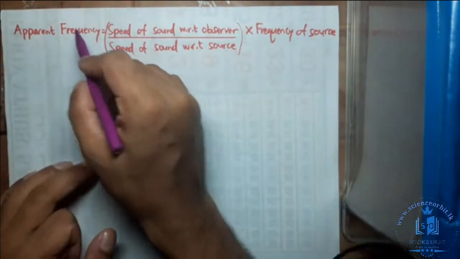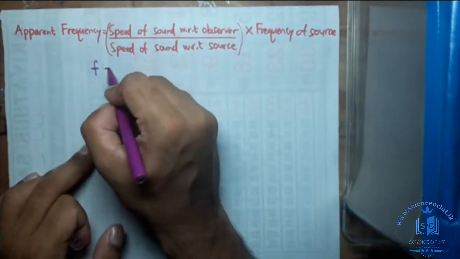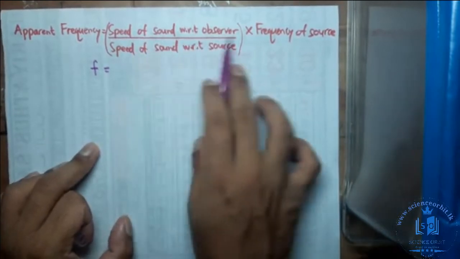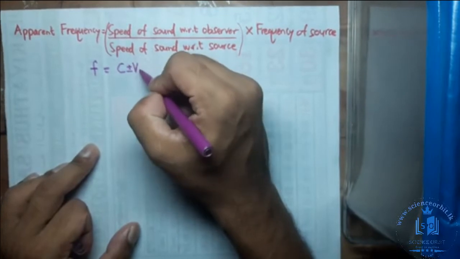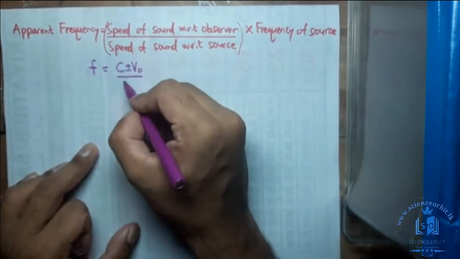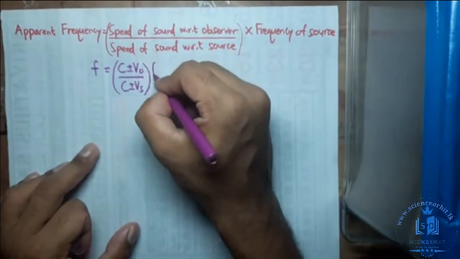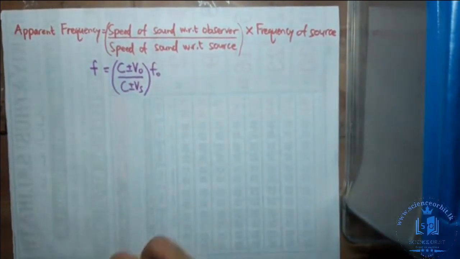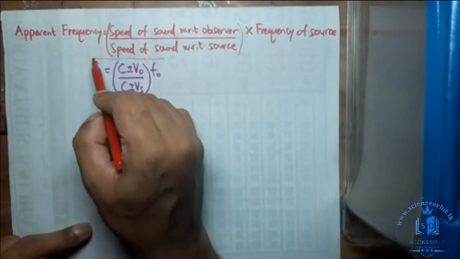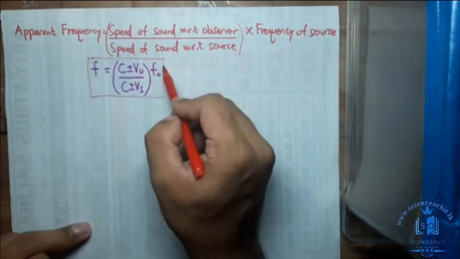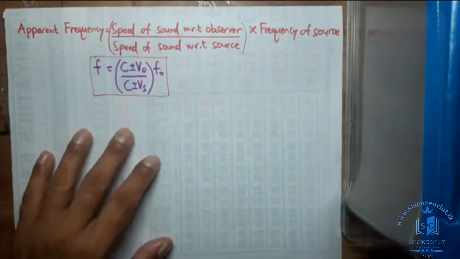Let's make it very simple. For apparent frequency, we normally use the notation f. For speed of sound with respect to observer, I will write an equation like this, that is c plus or minus vo, divided by, below I will put c plus or minus vs, into f naught. I want you to remember this equation. The entire Doppler's effect of sound revolves around this single equation. If you can remember this equation, you can manage any question.